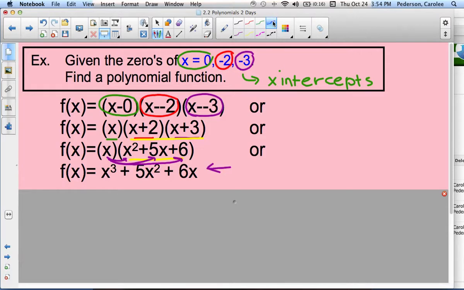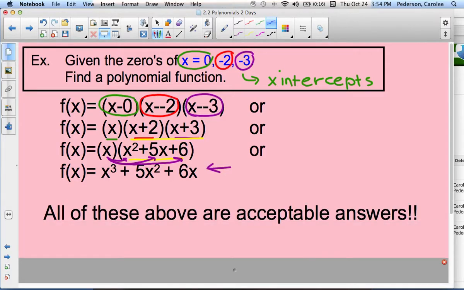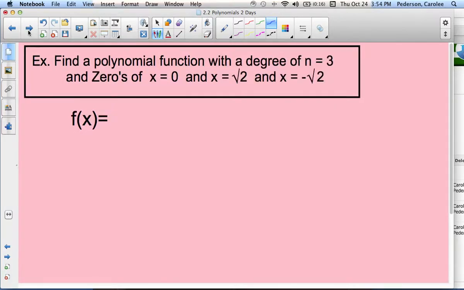So all of these answers are acceptable. You can choose whichever answer you want. You could leave it in factored form. You could start FOILing it out. It's your choice. So here's a second example. This one's a little bit more challenging because now we're throwing some radicals in there, some square roots.